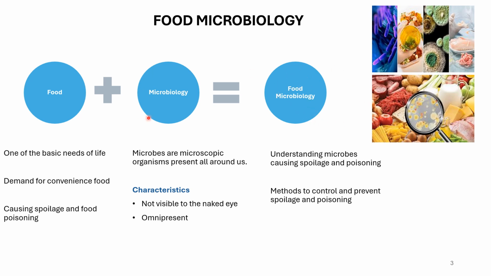Microbiology as such deals with organisms that are not visible to the naked eye, but are omnipresent. Therefore, food microbiology deals with not only understanding microbes causing spoilage and poisoning, but also methods to control and prevent spoilage and poisoning, so that we can extend the shelf life of foods. It forms the basis for subjects like thermal preservation, food processing, and food formulation.